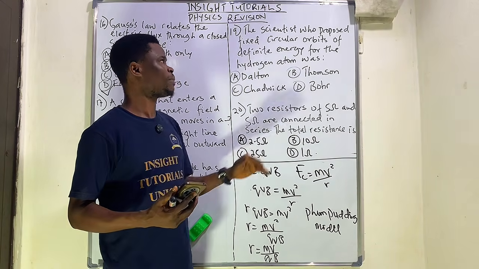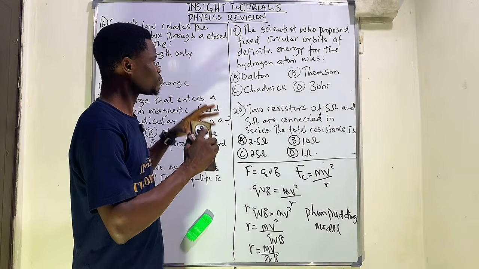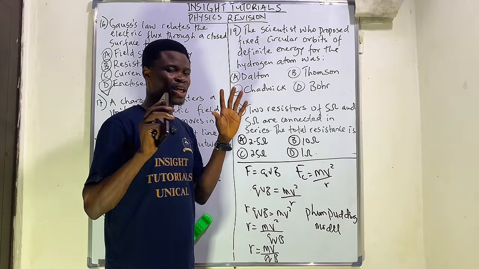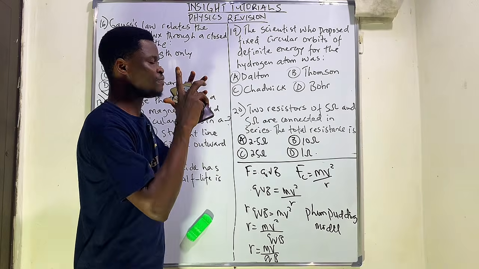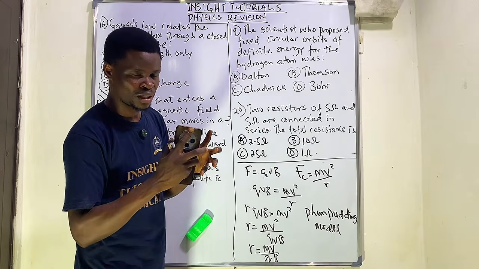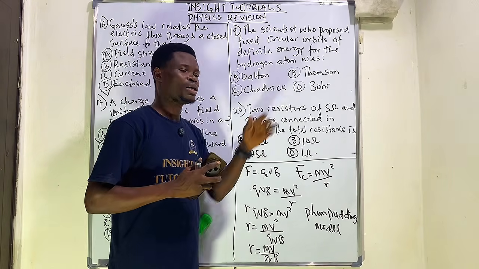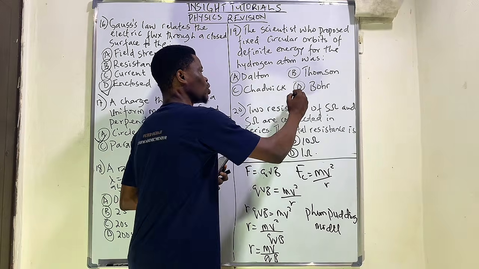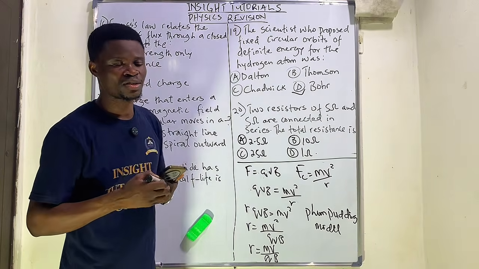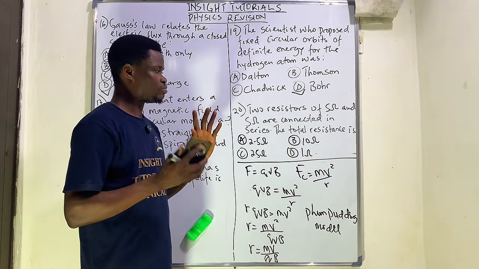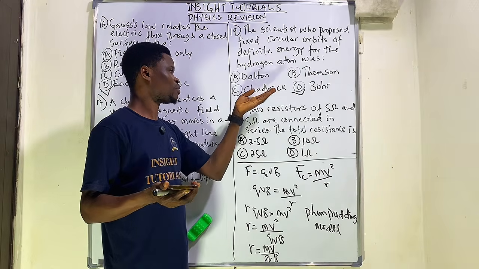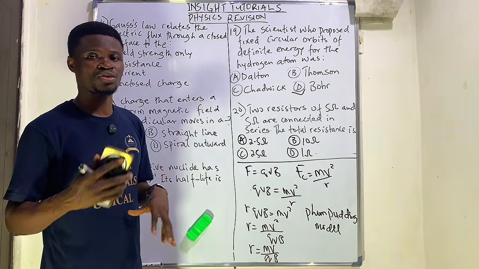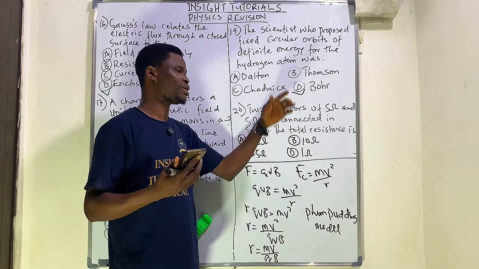All right. And so the person that spoke about energy given in a definite proportion, in a fixed circular orbit, is actually Niels Bohr. So the correct answer to this question is Niels Bohr. Very important for you to know. So if you hear neutron, remember Chadwick. If we talk about electron and plum pudding model, remember Thomson.